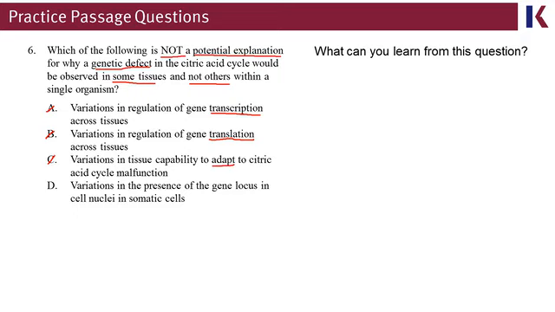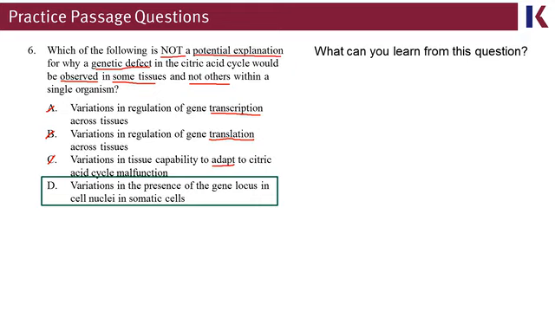If the tissues can adapt to the problems, then you wouldn't be able to observe. Remember, the question said, which of these isn't a reason you would observe the defect? If tissues can adapt, you wouldn't observe the defect even if it was happening. And that means that choice D is correct. And choice D is really interesting logically because if it were true, if this did happen, it would be a potential explanation. However, it's not how genetics works.